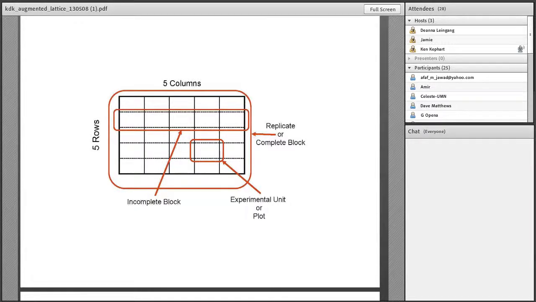and this really leads to the power and strength of the design in providing some adjustment for spatial variability. I kind of have a diagram here. I hope this makes sense to you. In this particular example, I've set up what we would call experimental units or plots in the individual small squares here. We have 5 rows, 5 columns.